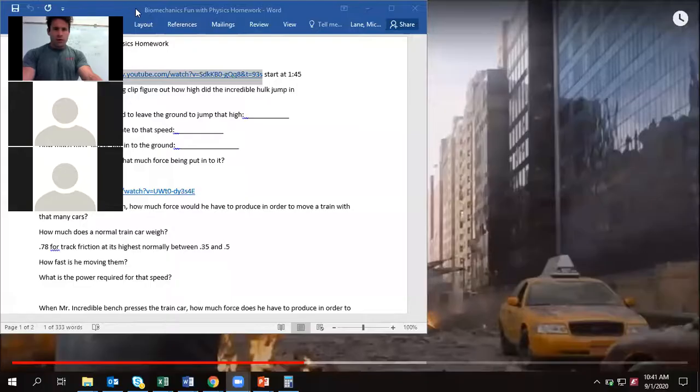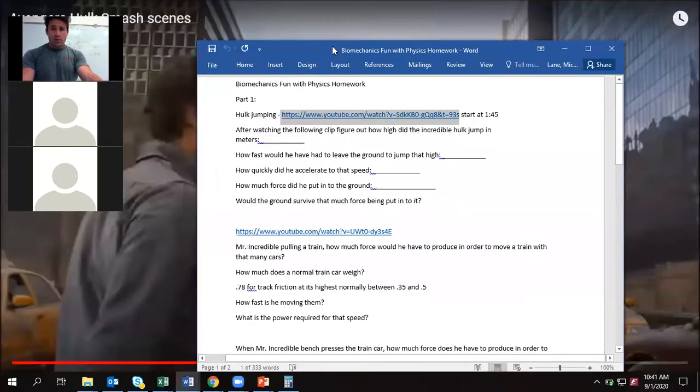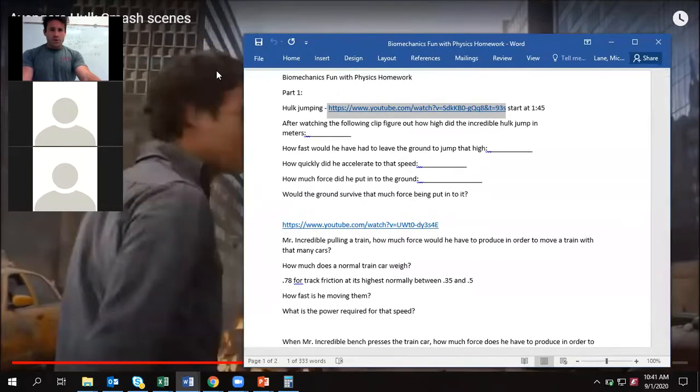The first thing we're going to do, guys, is like anything else, we need to make sure we're setting things up correctly. The first question I want to talk about is the Hulk jumping one. You're going to look at how high the Incredible Hulk jumped. This is the Marvel Universe, which means it's supposedly on Earth, and specifically in New York City. So you're to estimate how many stories up he jumped.